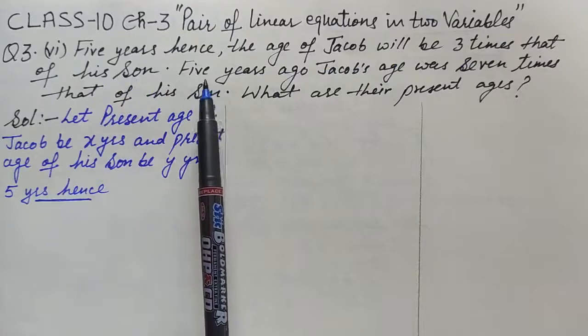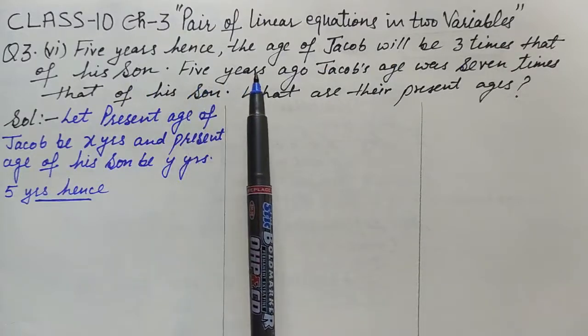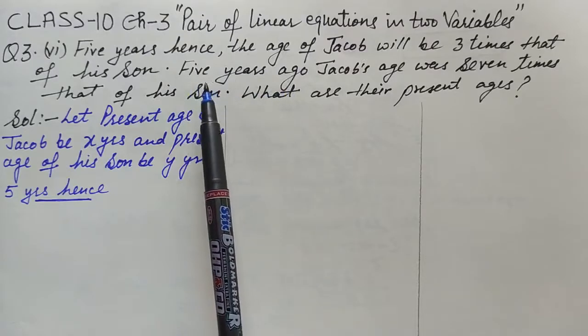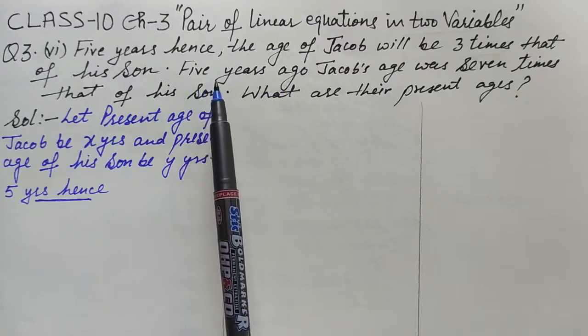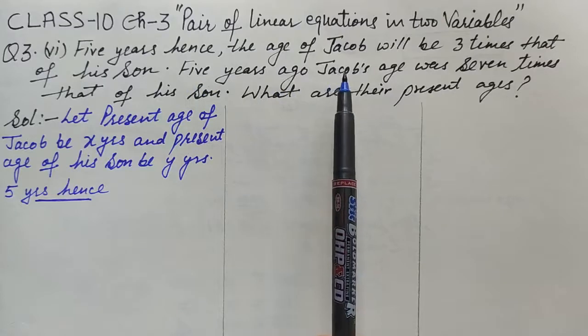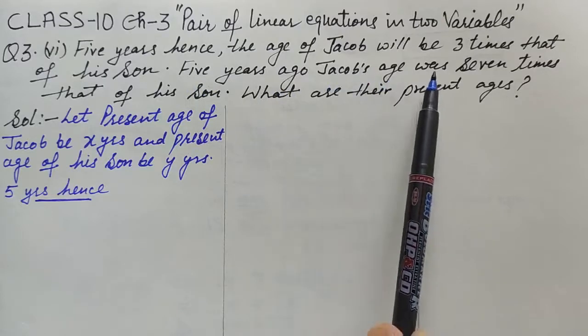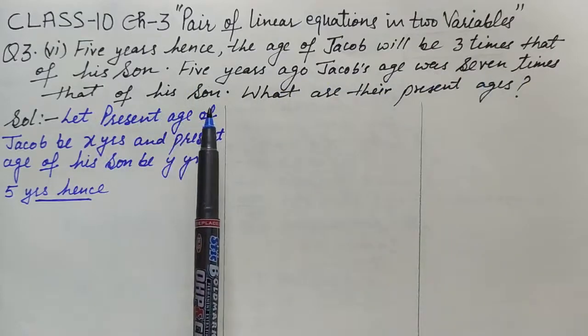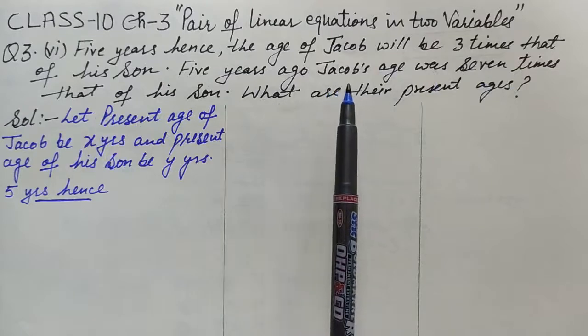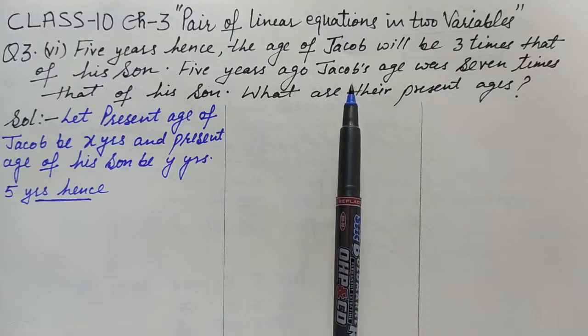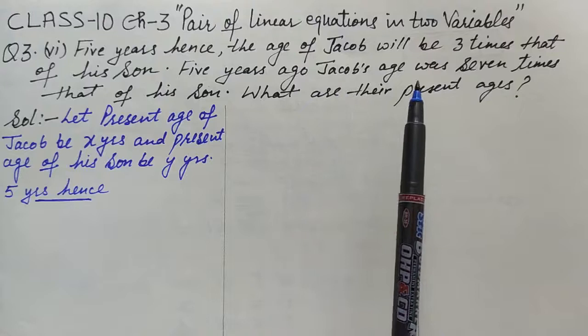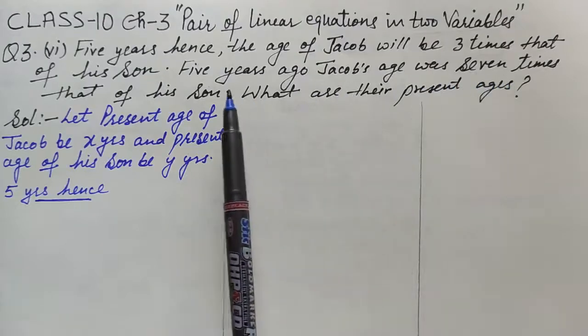And the second condition will be 5 years ago, means 5 years before he is talking about. So we'll find the ages of Jacob and son 5 years ago. And then the condition is Jacob's age was 7 times that of his son. So we'll write the condition that Jacob's age before 5 years is equal to 7 times the age of the son before 5 years.